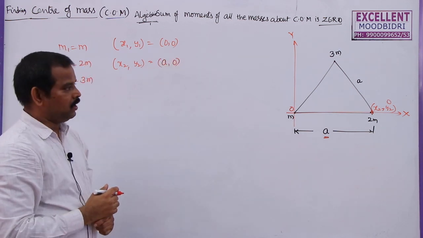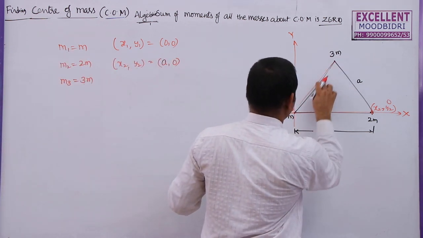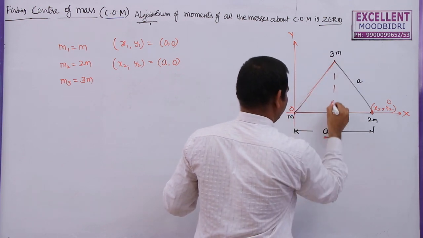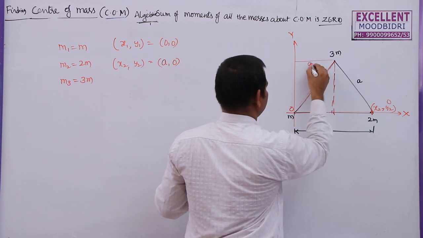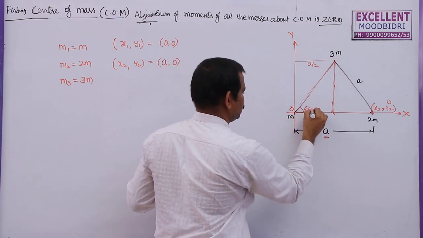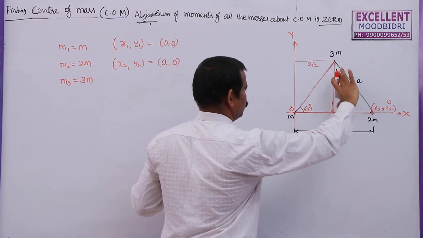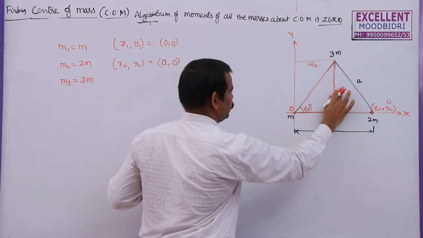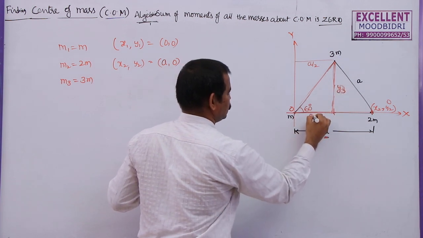Now how to find the position of the third particle? As it is an equilateral triangle, in this equilateral triangle, we know that this will be the midpoint of the opposite side. So this distance is a by 2. We know this angle is 60. So I need this height h, that is y3 actually in this case, and x3 is equal to a by 2.